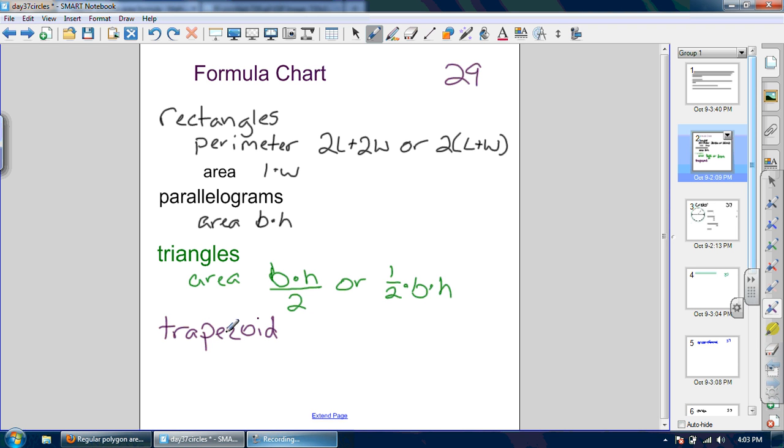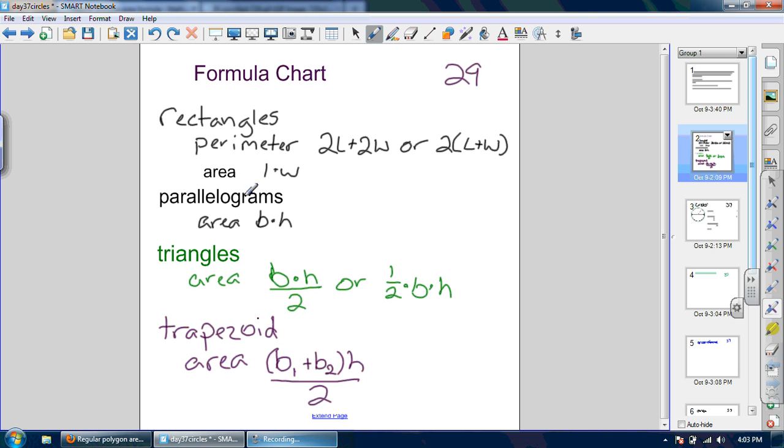And what was our formula for trapezoids? That's right, again, we have area. And this one was a little different because remember, a trapezoid had 2 bases, so we said it was base 1 plus base 2, all that times the height, and then we divide that by 2. Okay?